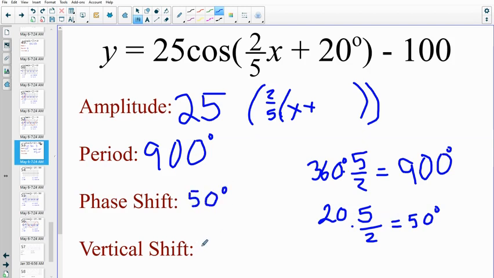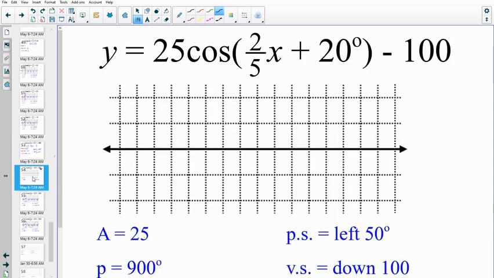And then finally the vertical shift, either negative 100 or down 100, either one of those will be just fine. So as I make my scale, as I draw this thing out, my midline is going to be at negative 100 because the graph has been moved down 100. Up 25, the amplitude is 25, so up 25 from that is negative 75. Down, negative 100 minus 25 is negative 125.